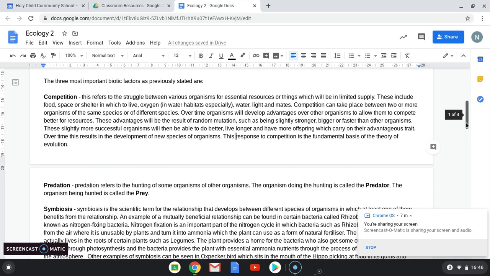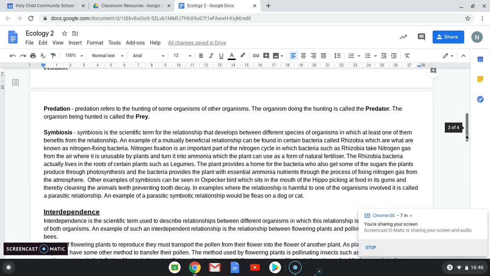So, next we get predation. Now, this is fairly simple. It refers to the hunting of some organisms by others. It's quite straightforward. The organism which does the hunting is a predator, and the organism being hunted is the prey. Okay, what is actually important though is that predation allows for a balance. All right, when you have predators, they will stop another organism's numbers from getting out of control.